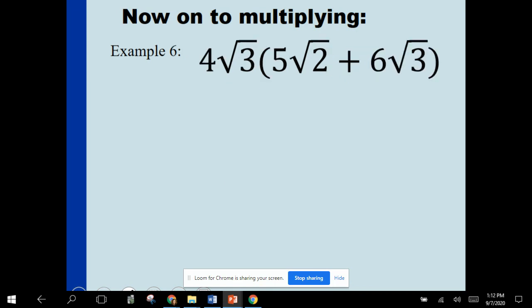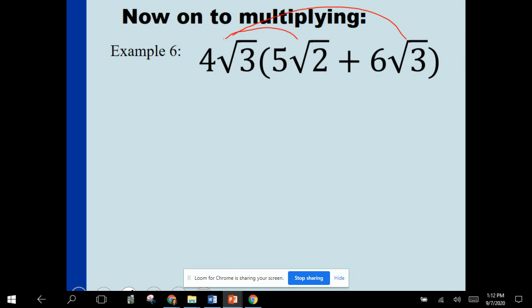Okay, we're going to try this one last example, example 6. Now, if you remember, the distributive property says you take what's on the outside of the parentheses and multiply it times what's inside the parentheses. So that means we're going to multiply these two terms together, and then we're going to multiply these two terms together. So we're going to start here.